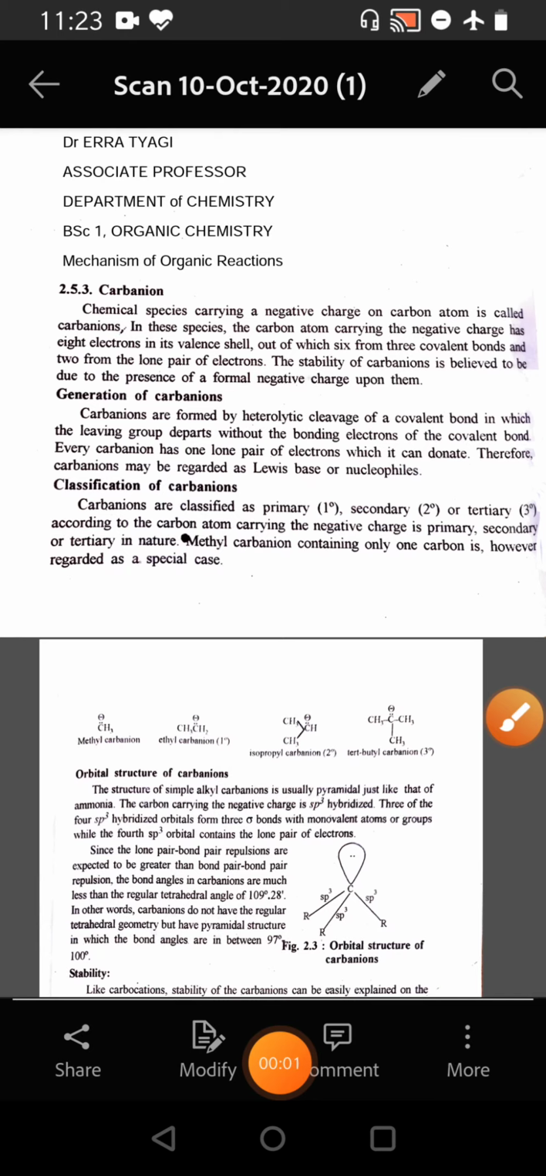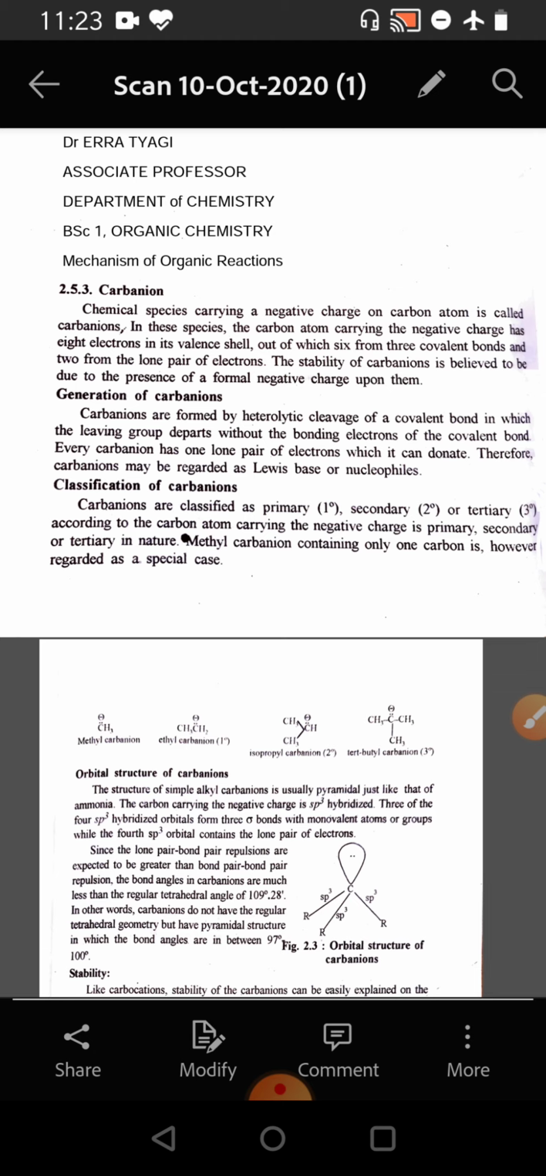In continuation of the last video on mechanism of organic reactions of BSc Part 1 Organic Chemistry, continuing the reactive intermediates, first here we will study carbanion. Chemical species carrying a negative charge on carbon atom is called carbanion. In this species, the carbon atom carrying the negative charge has 8 electrons in its valence shell, out of which 6 form 3 covalent bonds and 2 form lone pair of electrons.